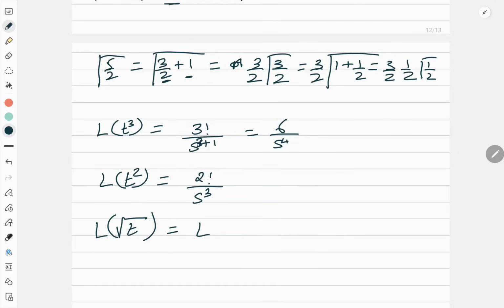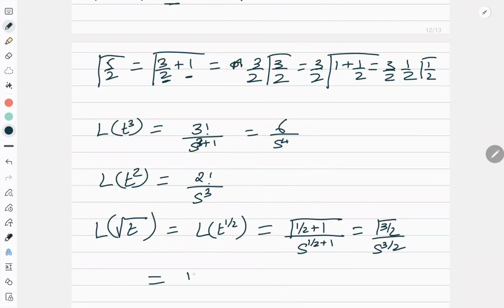So what will you write? Laplace of t to the power 1 by 2. Now it is fractional, so I will not write 1 by 2 factorial. What I will write is gamma 1 by 2 plus 1 upon s to the power 1 by 2 plus 1. So it is gamma 3 by 2 upon s to the power 3 by 2, which is equal to, gamma 3 by 2 is what? 1 by 2 root pi upon s to the power 3 by 2. So this is how I am solving the questions.